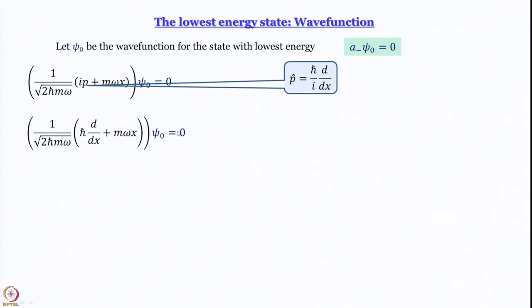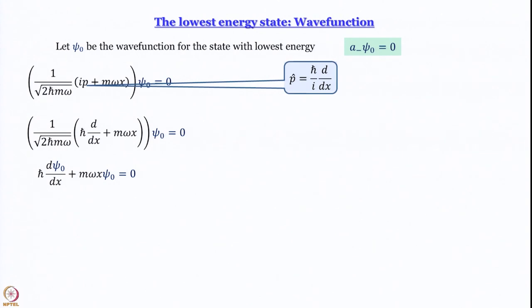It is a differential equation, right? First order differential equation. First thing I can do is get rid of this factor 1 by root over 2 h cross m omega, because that is of course not equal to 0. So, the rest of it has to be equal to 0. So, what I get is h cross d psi 0 dx plus m omega x psi 0 equal to 0, right? Simple first order equation. I think most of you would be able to solve it without me doing it, but we will do it anyway.